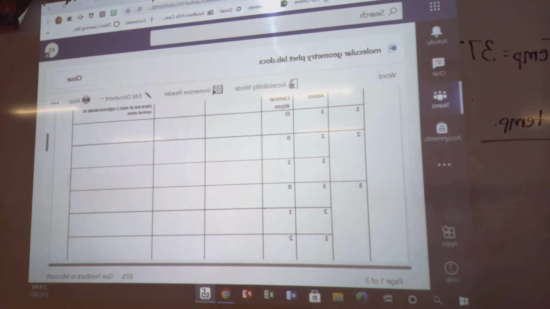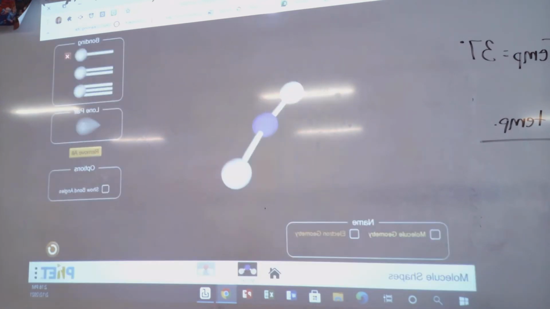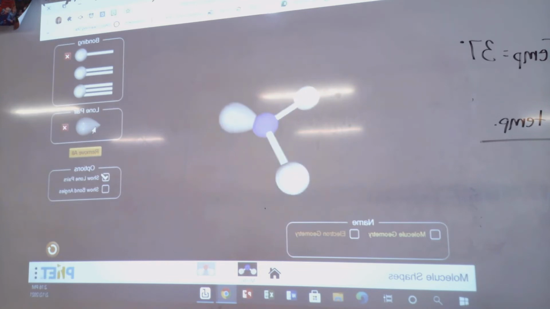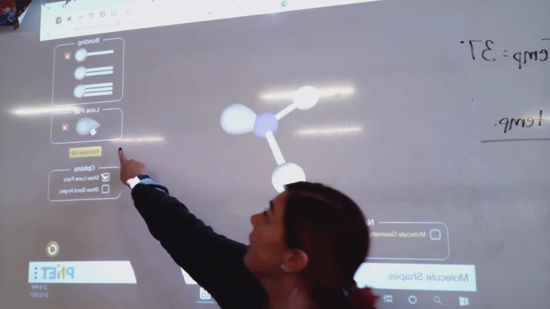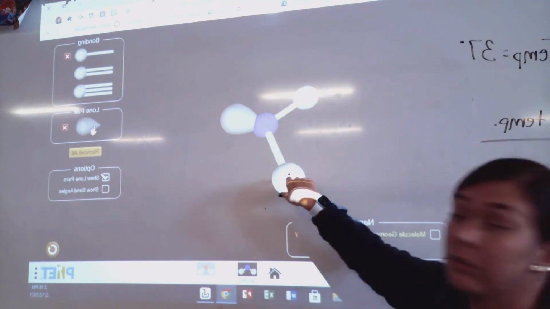So if you click the link or copy the link into your browser, it takes you to this. Okay, I know it's a little bit fuzzy, hard to see, but this is what it is. You go to model, and it opens up automatically with 2 bonds. So these white ball and stick things are bonds. And over here, you have your lone pair. So this is how you add a lone pair, and these are your actual bonds.